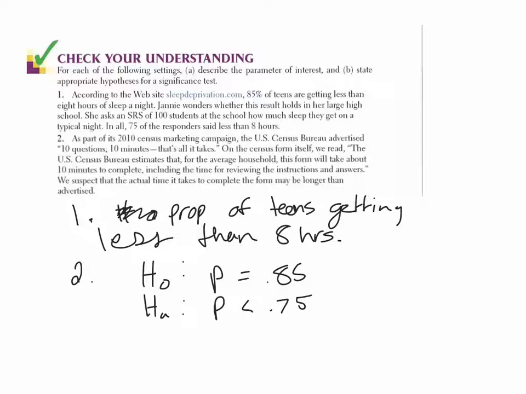So that's not actually 1 and 2. That's like 1 part A, part B. So we're going to turn that into a B. This is A. So we'll look at number 2 up here.